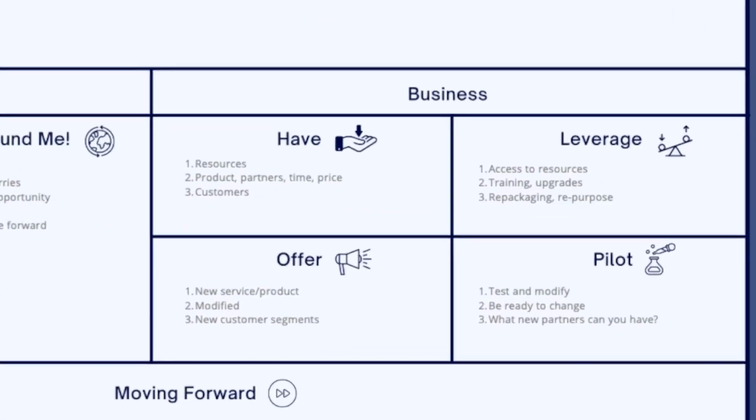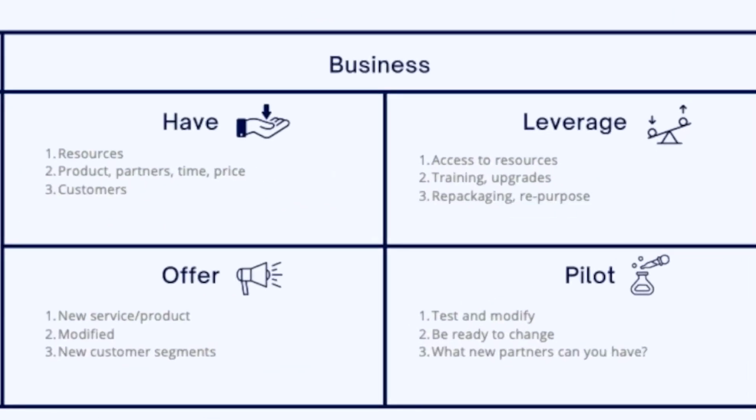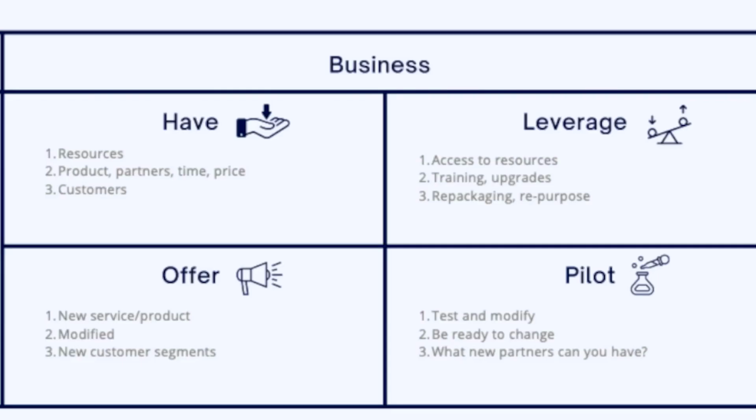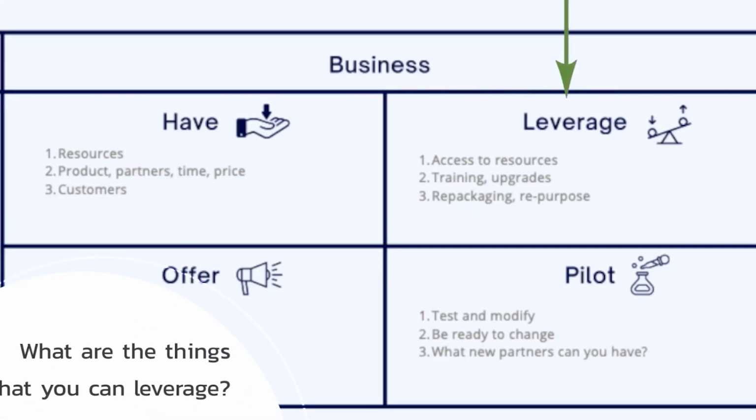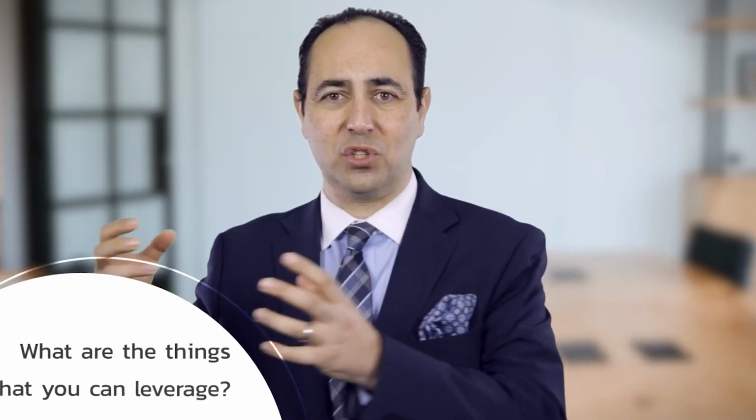Let's talk about it. So first, you will notice that under the business module, or the business block, there are 4 boxes. And what are those boxes? The first one is what you have. So in this section, we're going to talk about what is it that you have today. The next section, we're going to talk about what can you leverage. What are the things that could be leveraged with what you have? So what you have and what you could leverage.